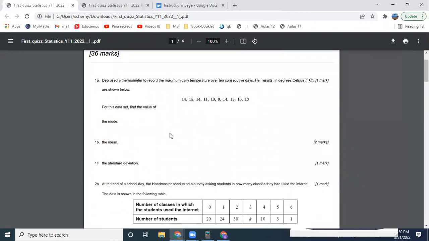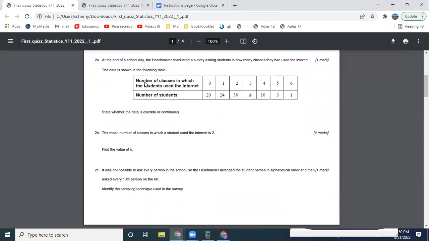Now, second exercise. At the end of a school day, the headmaster conducted a survey asking students in how many classes they had used the internet, and the data is shown in the following table. We have the number of students in the second row, and in the first row, the number of classes in which the students used the internet. So 20 students didn't use the internet in any class, 24 used it in one class, 30 used it in 2, and so on.